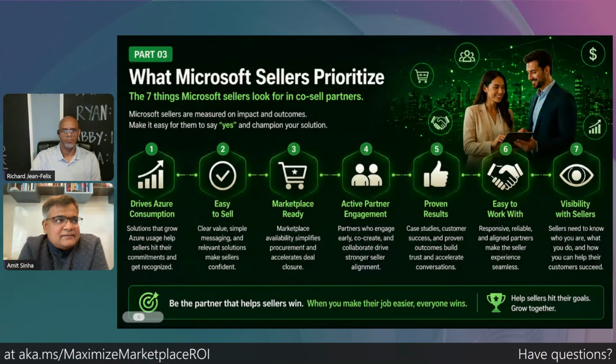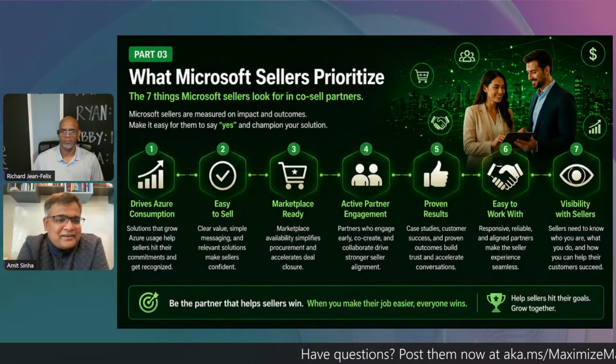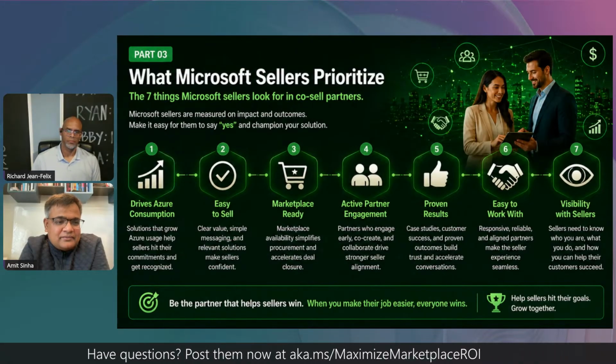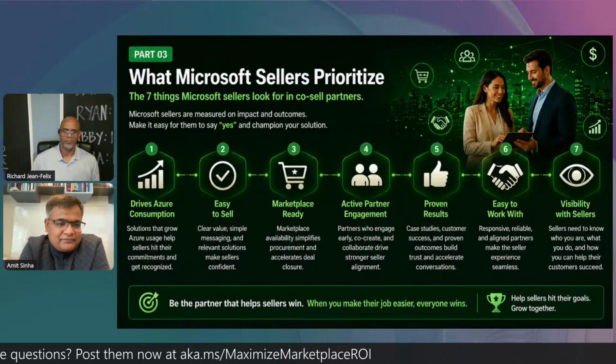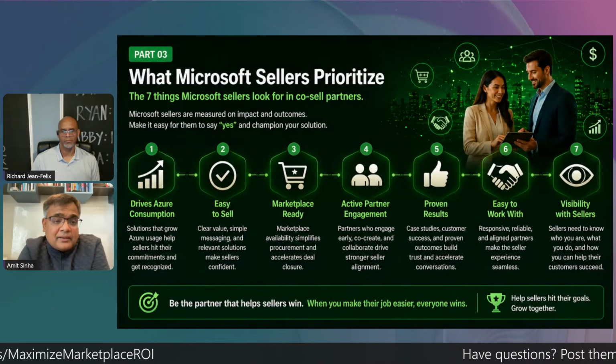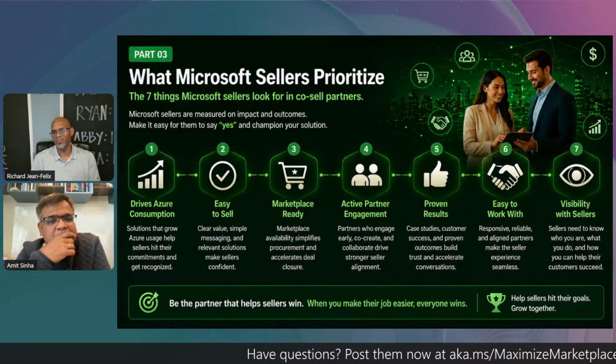Every partner wants more engagement from Microsoft sellers, but not everybody gets that, right? So what actually drives the seller engagement from the Microsoft side? First, let's talk about the Microsoft side, and then we'll talk a little bit about your own company sellers as well. Okay. So of course, the number 1 factor is simple.